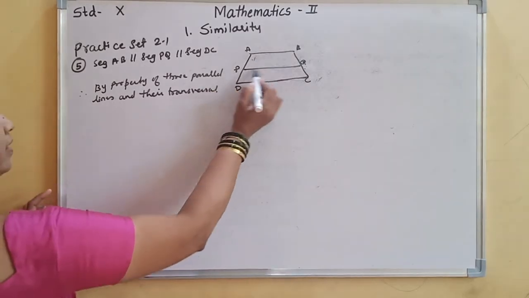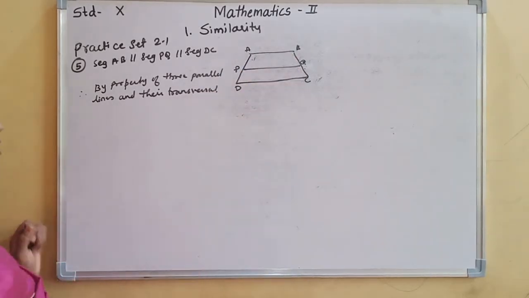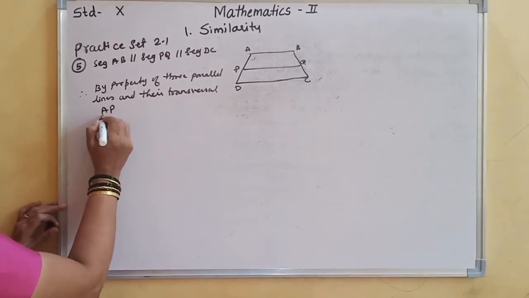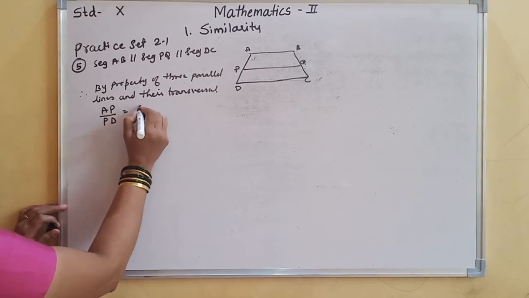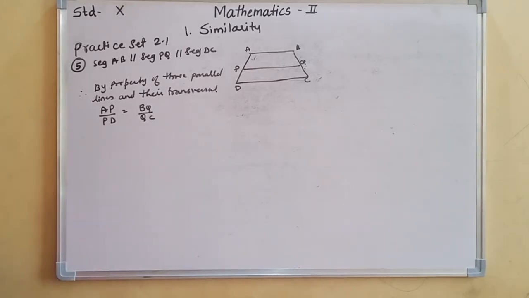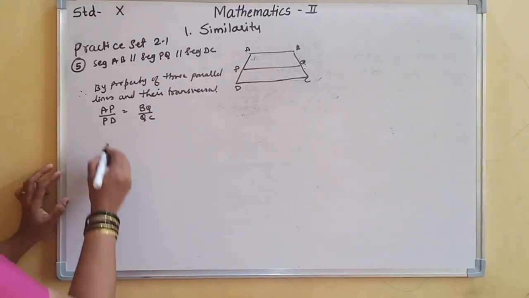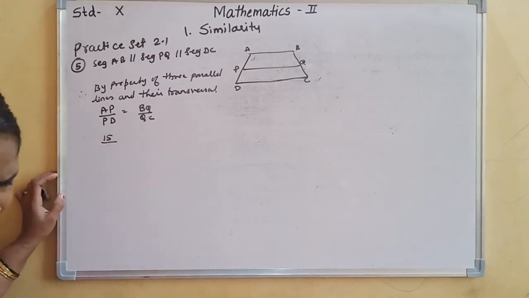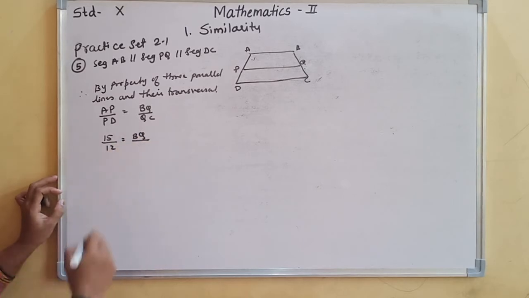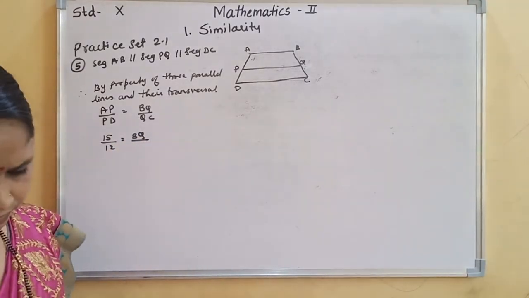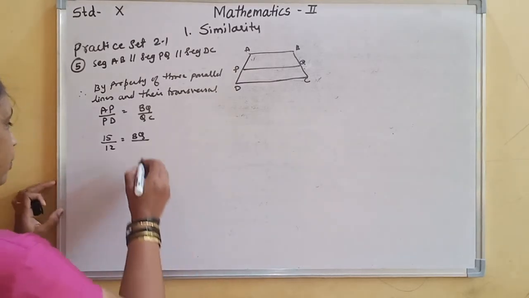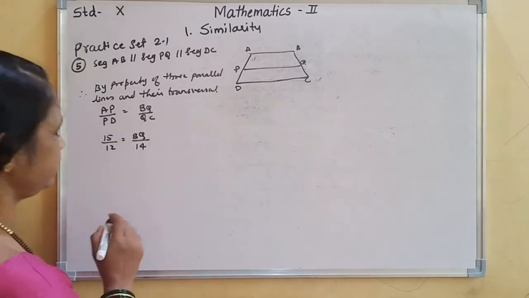Now see, these are three parallel lines and this is the transversal. So what you can say is AP upon PD is equal to BQ upon QC. Now it is given in the question that AP is 15, PD is 12, BQ we have to find out, and QC is given as 14. Okay, so what? PQ we will keep here.